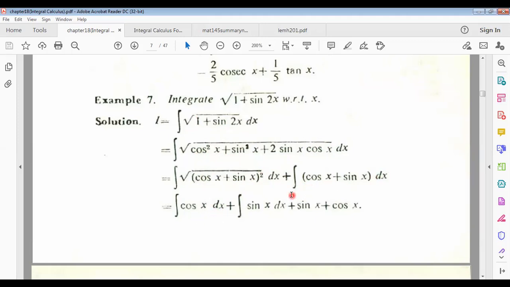So integration of cos x, integration of sin x equals what? Cos x integration is sin x, and sin x integration is minus cos x. There will be an equal sign. Remember, there is a printing mistake. So this is the result for you.